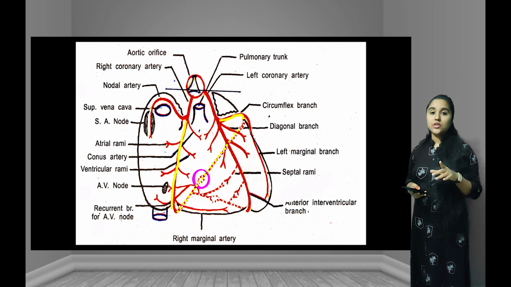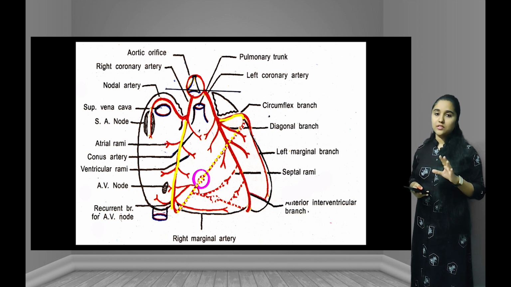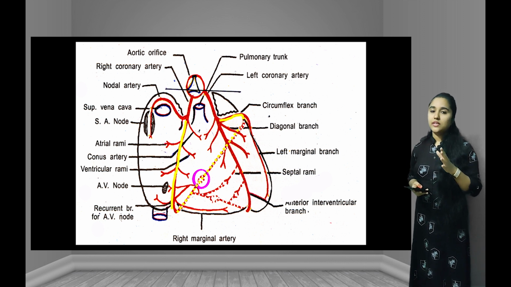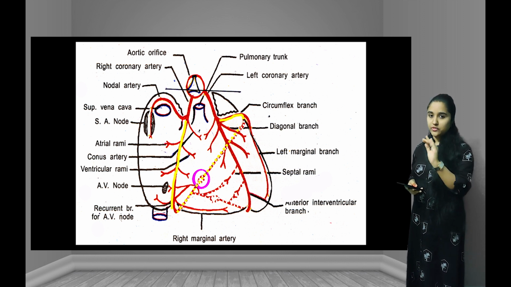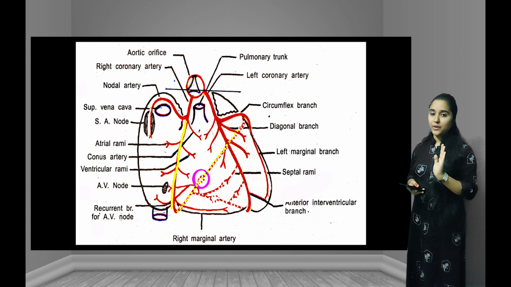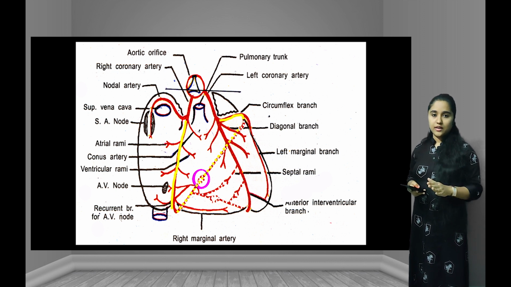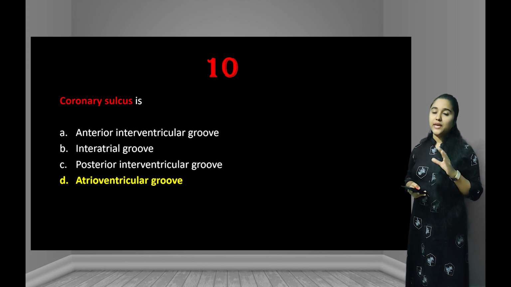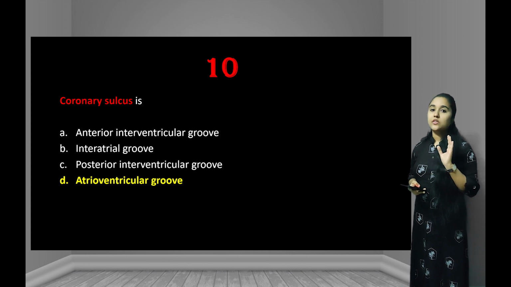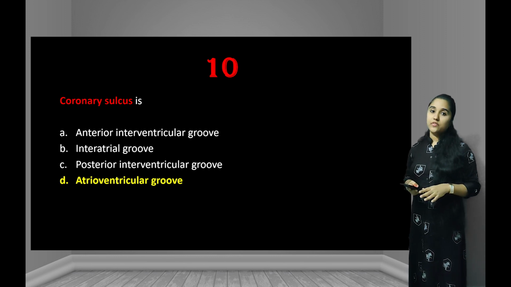So the atrioventricular groove is known as the coronary sulcus. The other 3 grooves are not known as the coronary sulcus. Since this atrioventricular groove is having 3 parts, that is winding around the heart like a crown, and also in the posterior part of atrioventricular groove, the main content is the coronary sinus. Because of that, you can say the coronary sulcus is the atrioventricular groove.